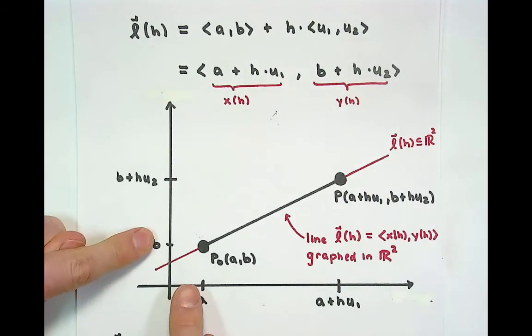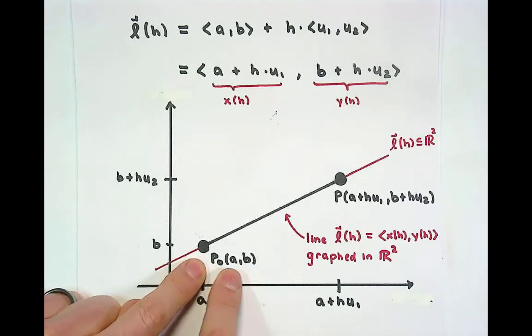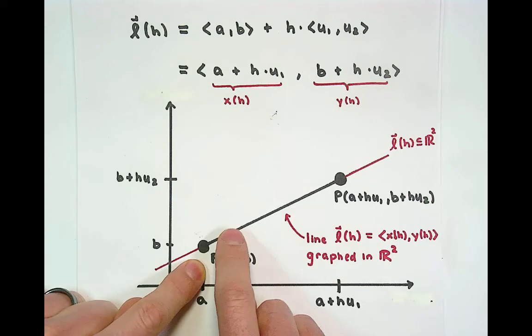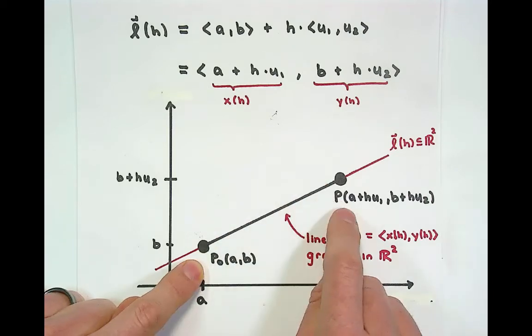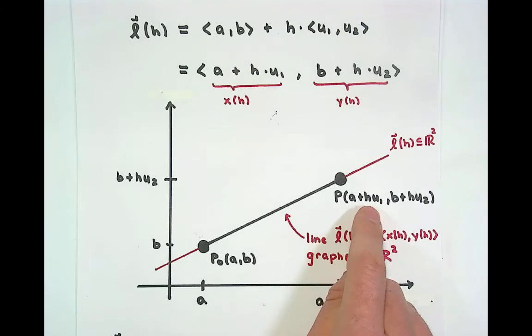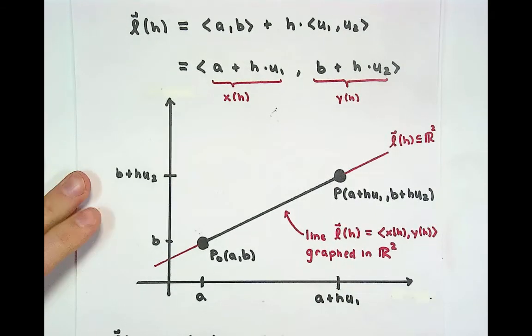When we look at the 2 points that we're going to use to construct a secant line, the first point is the point at which we want to measure the slope of the tangent line, and we'll call that P0(a, b). This P0 is in R2. The second is a general point along this line L(h), and we'll call it P(a + h u1, b + h u2). So this is the second point. So we've just drawn this in the domain space.